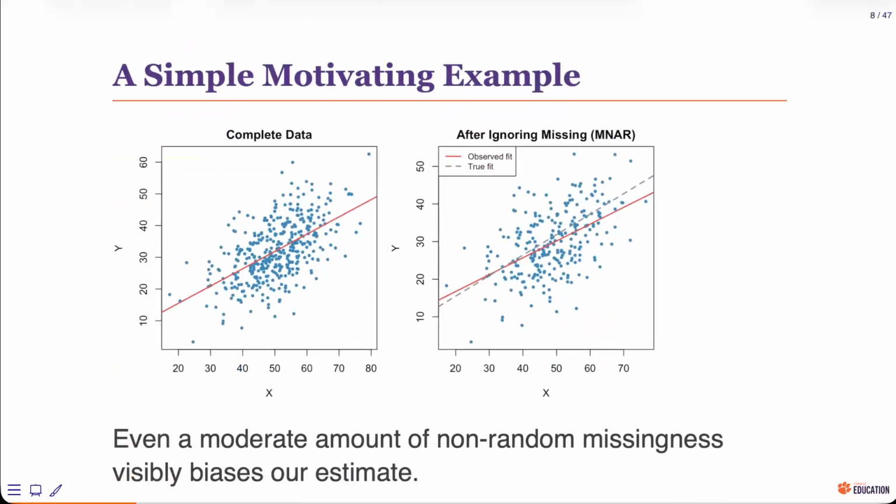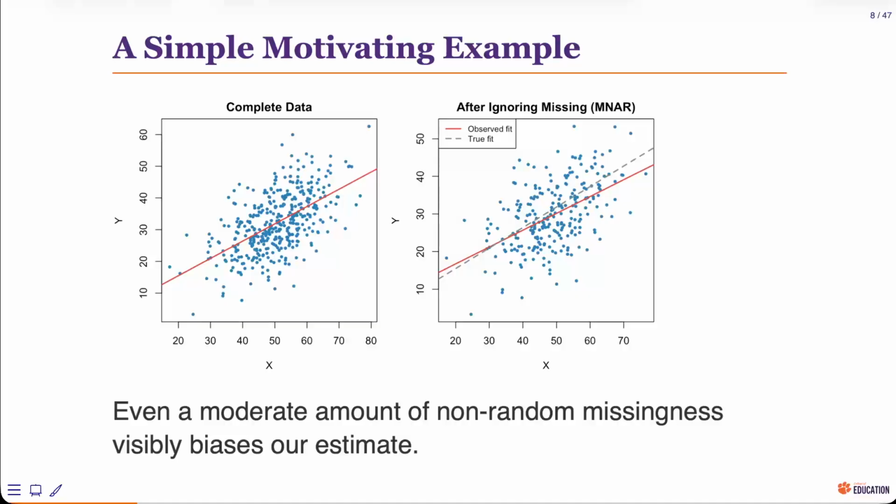Now, here's an example of a simple linear regression where X is predicting Y. I don't even have the name here. You can see the true value of the data and the complete data analysis here, where the true fit, the dashed line, and the red line, the observed fit, are roughly equal. Whereas if we ignore missing data, we might see a discrepancy between the line itself. And this is not even considering the standard error around that line as well, too. So even a moderate amount of non-random missingness visibly biases our estimated regression coefficient. That's a problem.